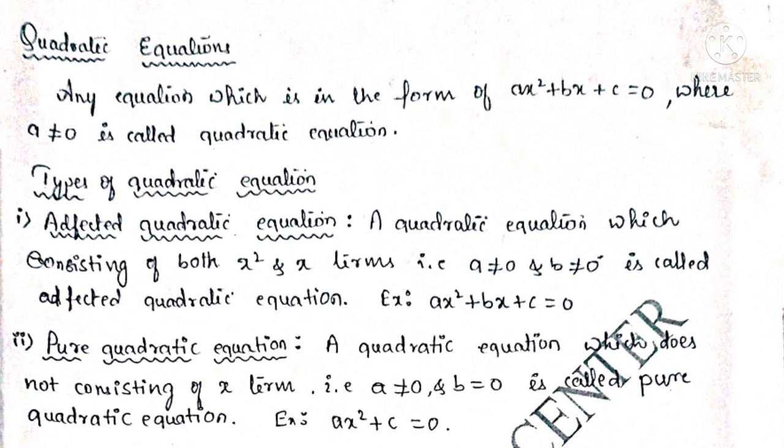Now we will discuss pure quadratic equations. Pure quadratic equations are nothing but equations in which b should be equal to 0. Then the equation becomes ax square plus c is equal to 0. Such kinds of equations are called pure quadratic equations.